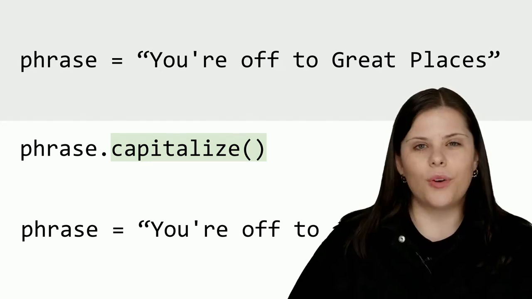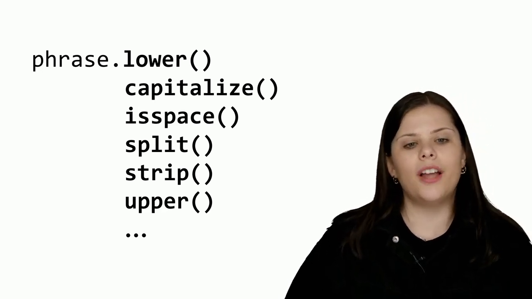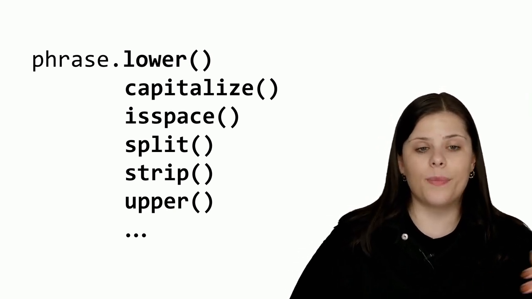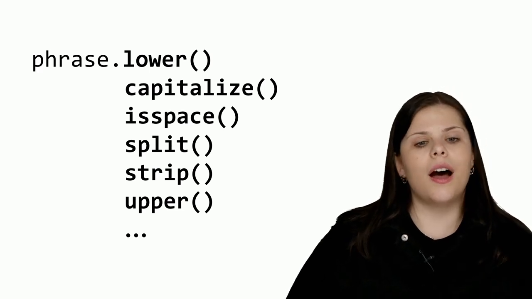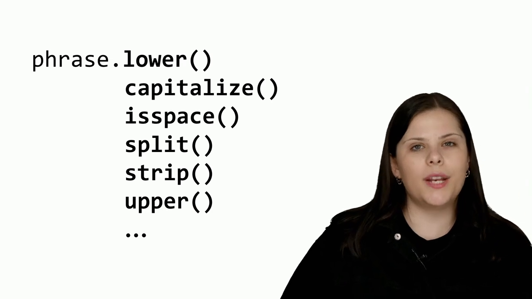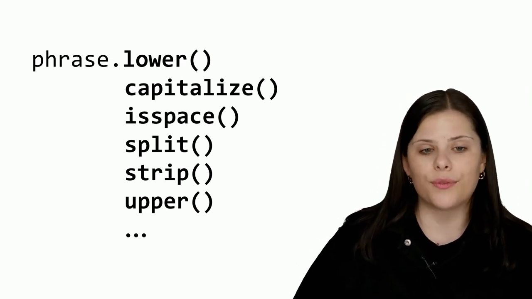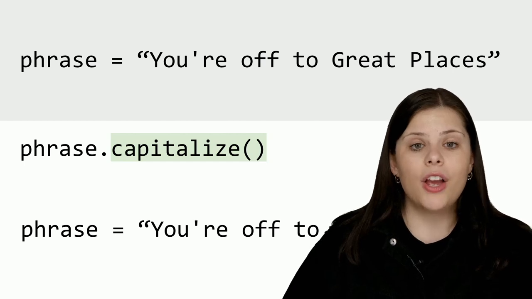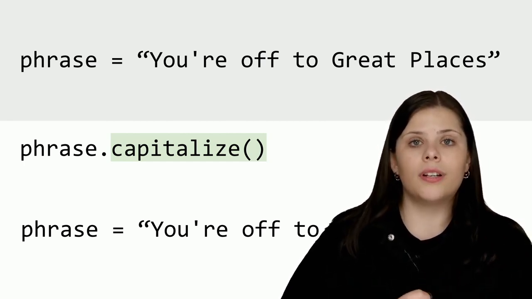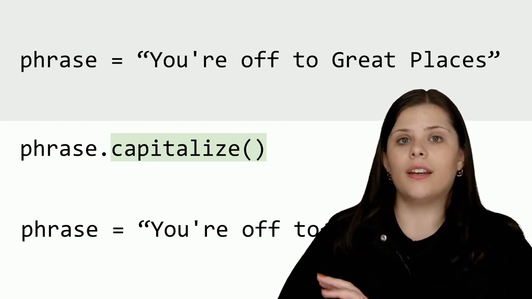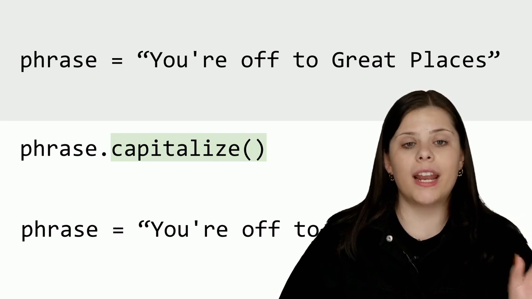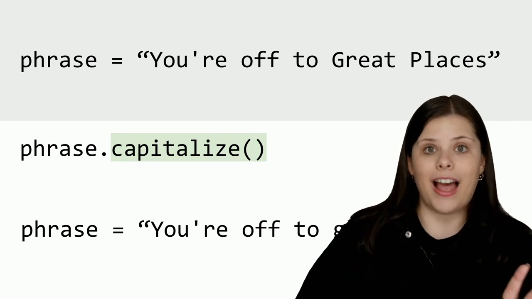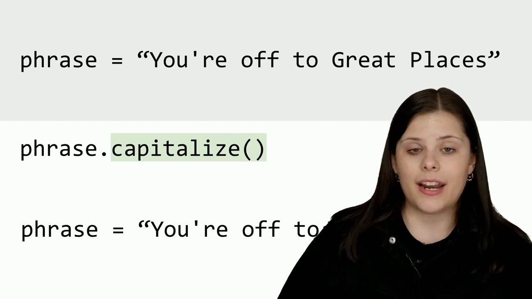So again, you can play around and see how these methods respond based on the different inputs. What are some other ones that we have? We talked about lower and capitalize. There is also isspace, which checks if the whole string is spaces. And then split will split based on the delimiter that you give it. So for example, if I wanted to split by spaces, I would get back you're, off, to, great, places, separated by spaces and put into a list where I now have 5 elements, because that is the number of words I had in my phrase.